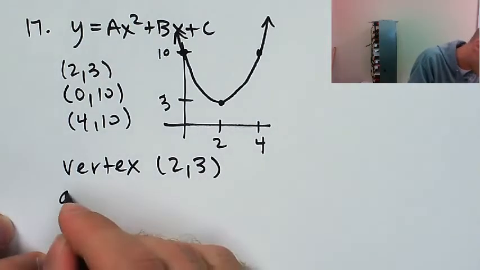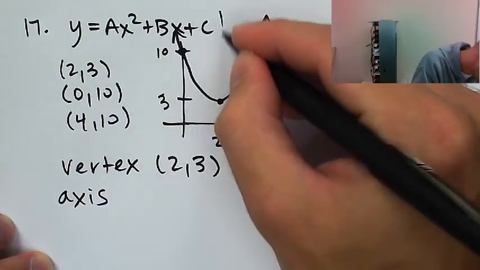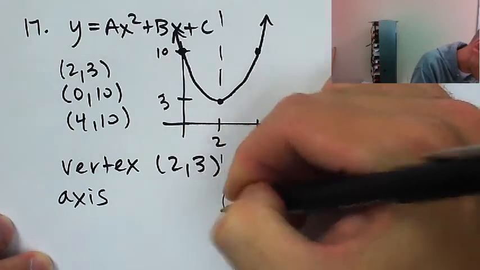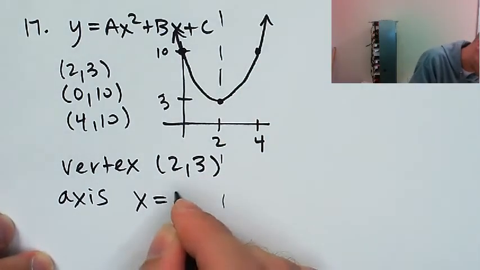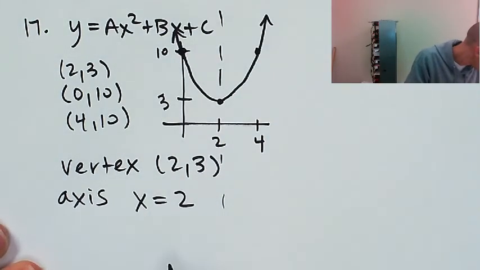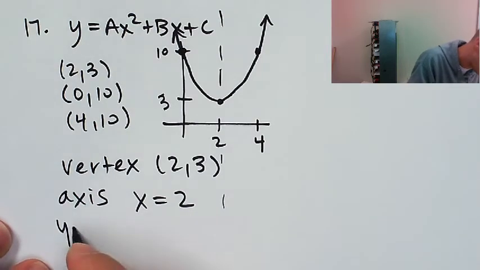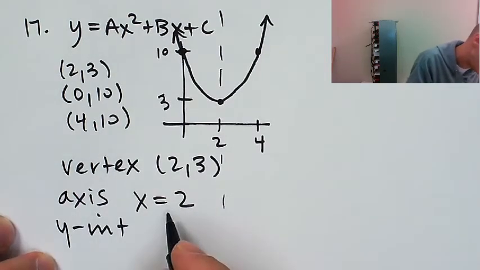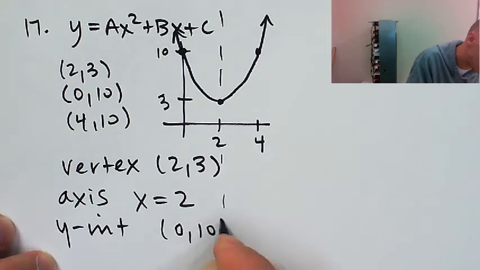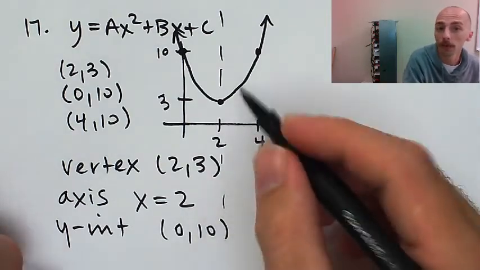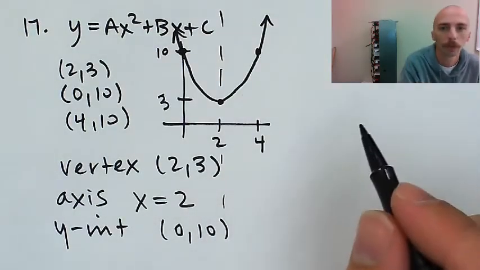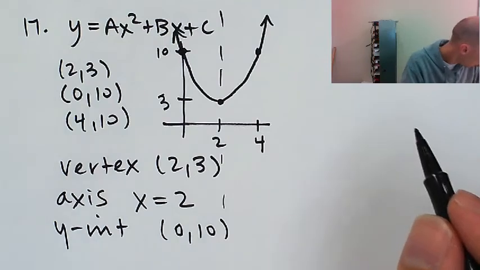The axis of symmetry would be this line right here. It's the set of all points where x equals 2. And then the y-intercept is going to be y equals 10, so x equals 0 and y equals 10. Notice this one has no x-intercepts. That's interesting. We'll be talking about that more in the next few days.